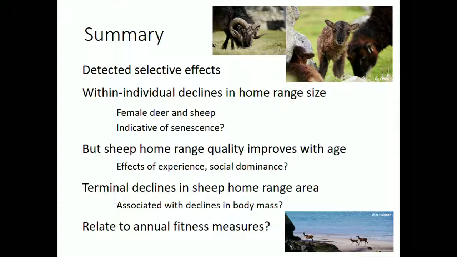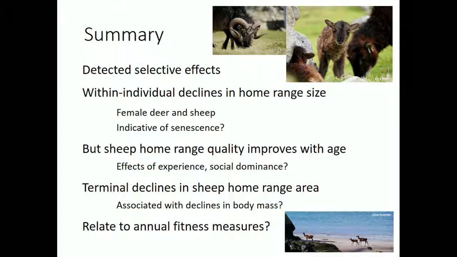So just to summarize, we detected some selective effects on our population-level patterns of home range area and quality, but we also do see within-individual declines in home range size in females, both in the sheep and the deer. We initially wondered whether this could be indicative of some kind of senescence, but particularly in the sheep, I don't really think that's the case.